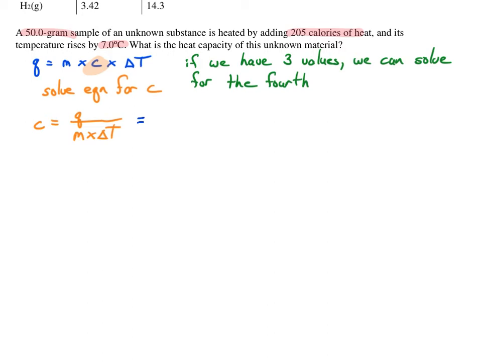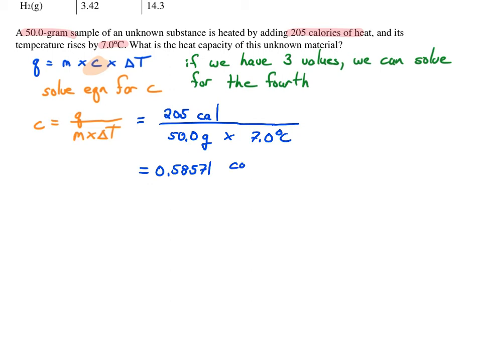So this is going to be equal to 205 calories. Our mass is 50.0 grams. And we're also going to divide by the delta T, which is 7.0 degrees C. Mathematically, our calculator answer is 0.58571. The units are calories per gram degree C.